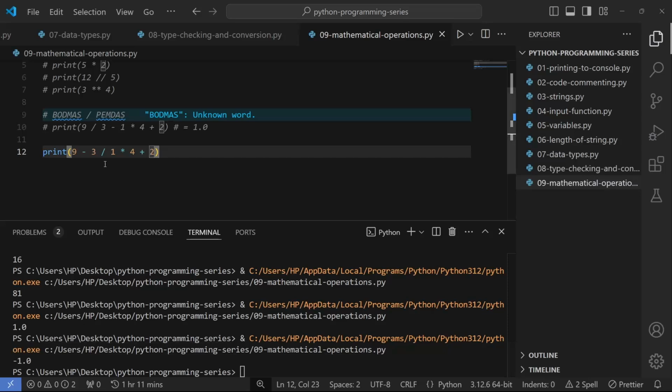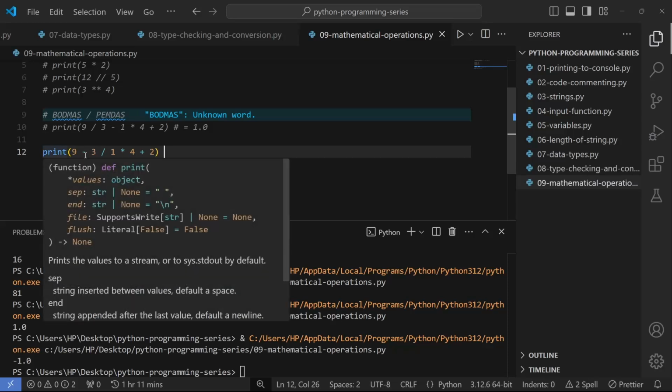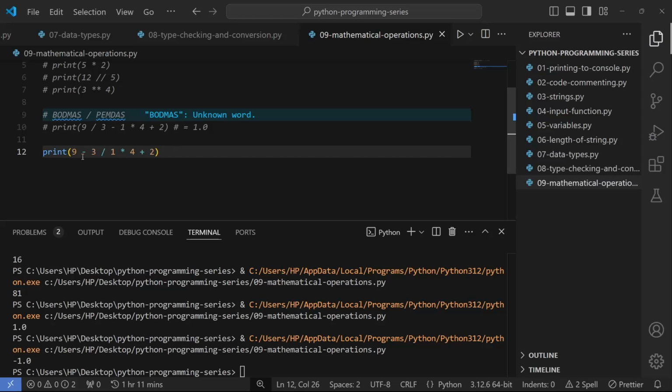Okay, and how do we get that? We know that division and multiplication have the same priority, but we take into consideration the one at the leftmost side. We first take this into consideration. That means 3 divided by 1 is going to give you 3. So we have 9 minus 3 times 4 plus 2. So we have 3 times 4, which gives you 12. We are left with 9 minus 12 plus 2. And 9 minus 12 is negative 3. Negative 3 plus 2 is negative 1. That is why we have this negative 1.0.